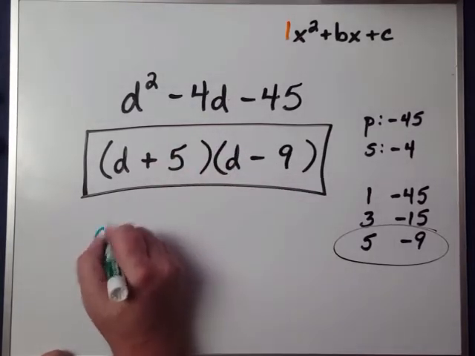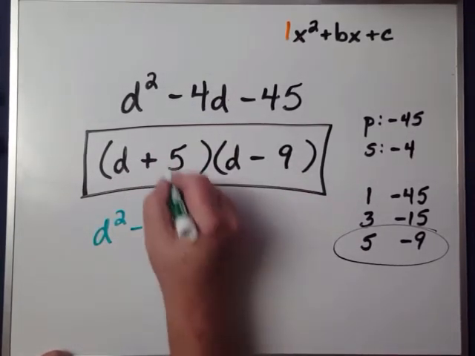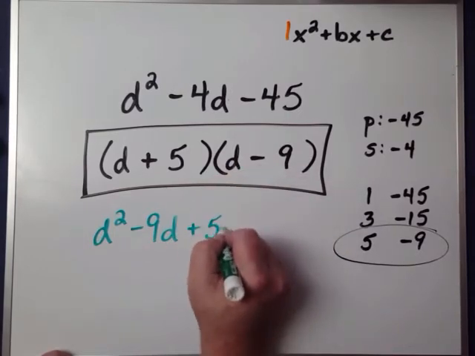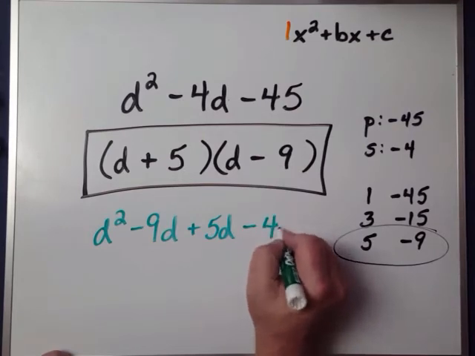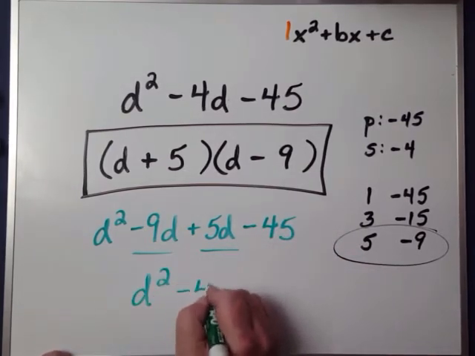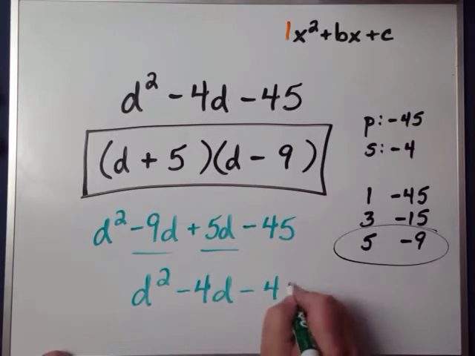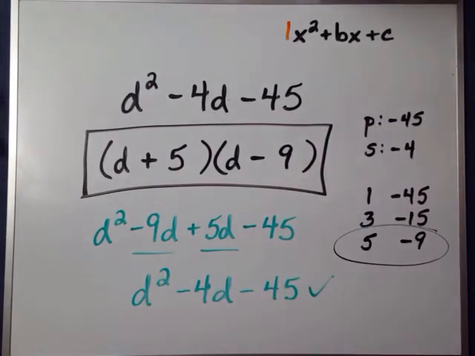Product of the first, d squared. The outside, minus 9d. The inside, plus 5d. Product of the last, 5 times negative 9, minus 45. Combine like terms. D squared, minus 4d, minus 45. That is the original trinomial that I was factoring.